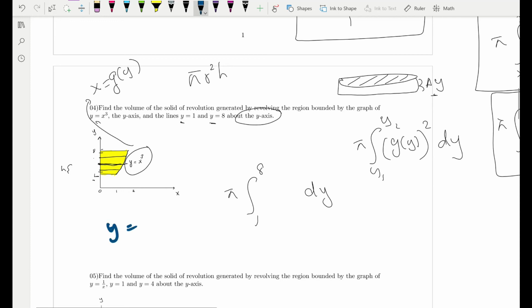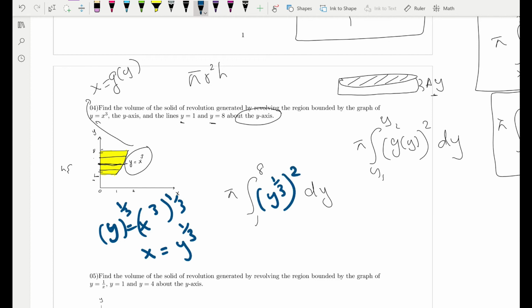So y is equal to x cubed, and I can write this as x is equal to, you can take the 1/3 power of both sides. So x is equal to y to the 1/3 power. So it's y to the 1/3 power, squared. So you make x the subject. When you're rotating a curve around the y-axis and you want to find the volume, you have to rewrite the function in terms of y. I think we did this when we were doing the arc length lesson, and also when we were doing the area between curves, and when we were setting up the integrals in terms of y.